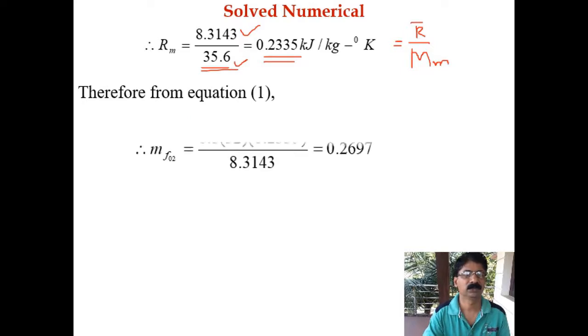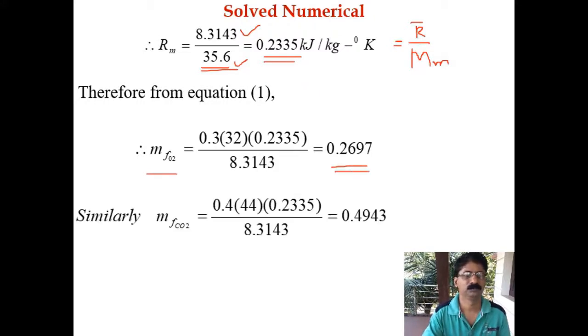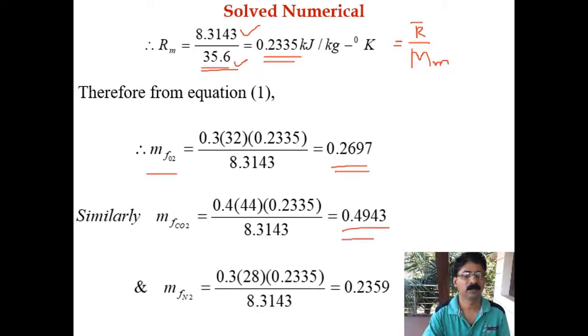Now substituting in equation 1, you'll get the mass fraction of O2 as 0.2697. Similarly, mass fraction of CO2 you'll get 0.4943 and mass fraction of N2 you'll get as 0.2359. You can check, if you add all these three, you should get the value of 1. That is the total mass fraction. Summation of the mass fractions should be equal to 1.